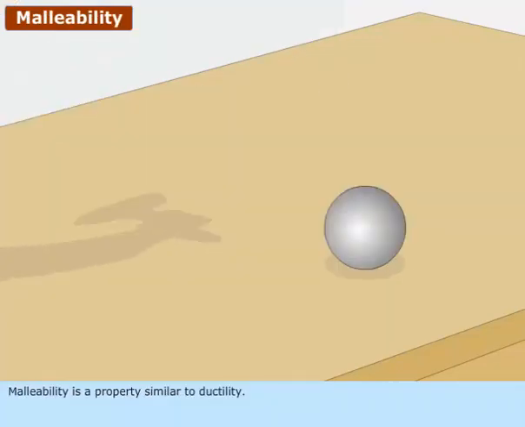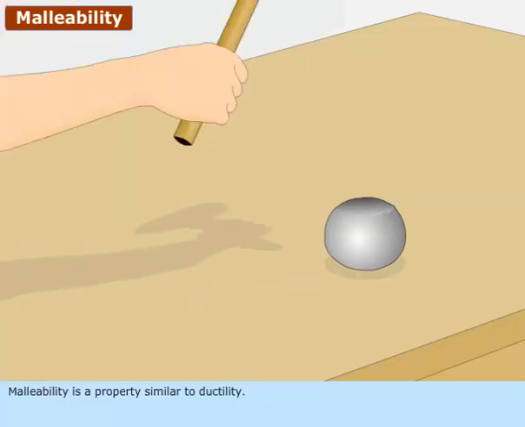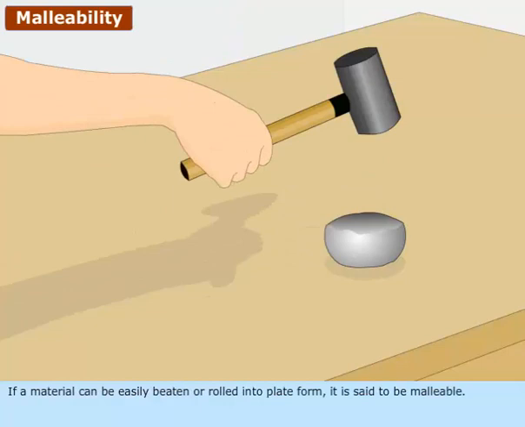Malleability is a property similar to ductility. If a material can be easily beaten or rolled into plate form, it is said to be malleable.